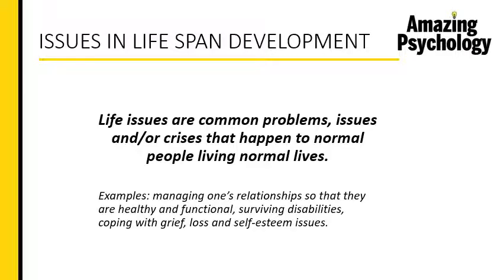Managing one's relationships so that they are healthy and functional. An example is when you look at a married life, people are careful that they maintain a healthy and functional married life, and maintaining relationships with their in-laws is something that affects them. Then there is surviving disabilities, coping with grief, loss and self-esteem issues. All of these are problems that are commonly seen that normal people have in their lives and normal people have to overcome or manage.